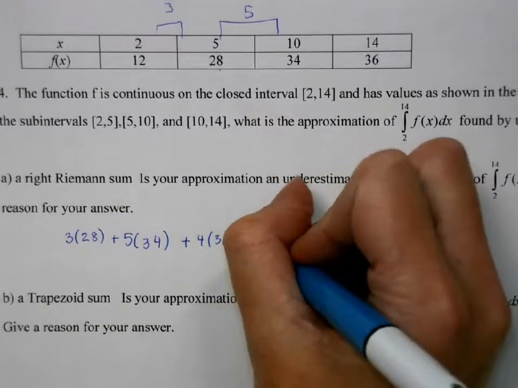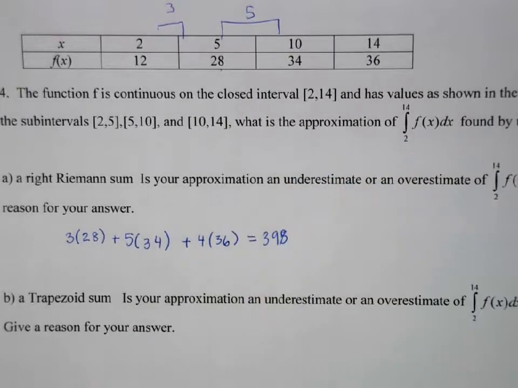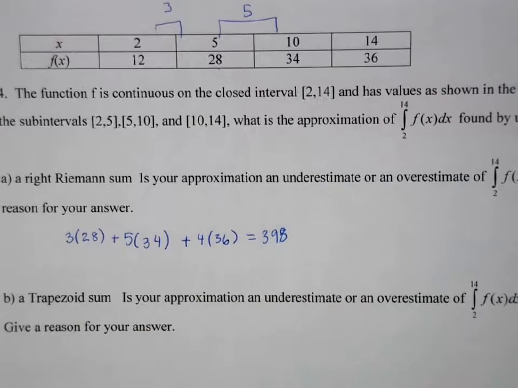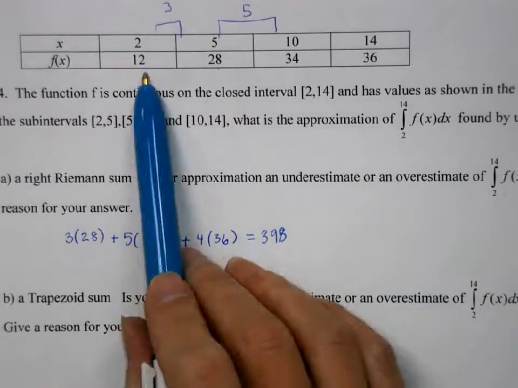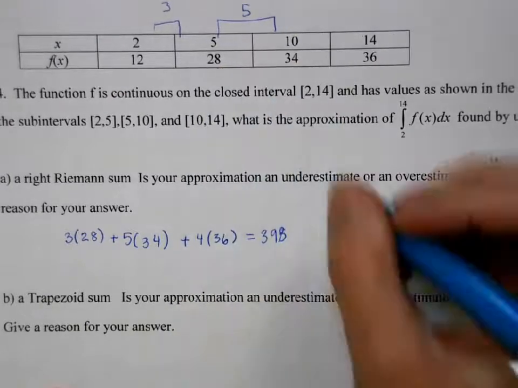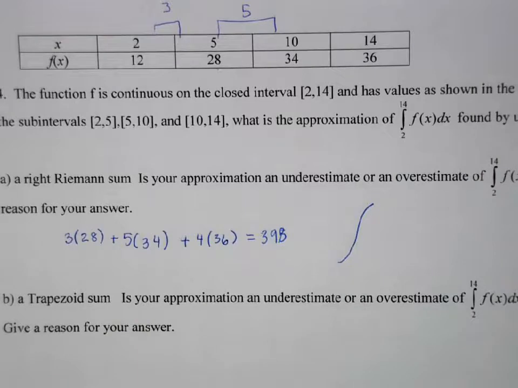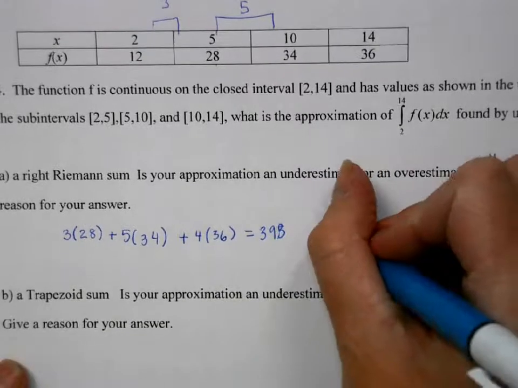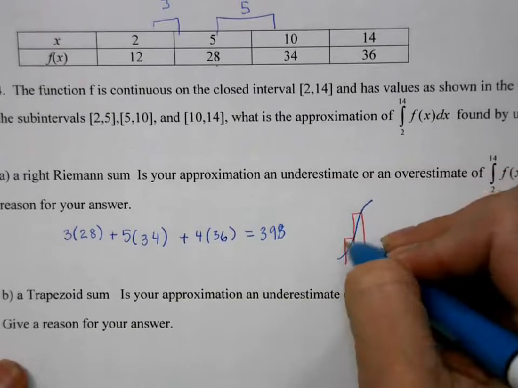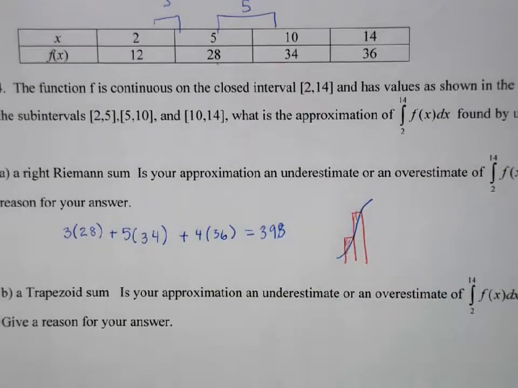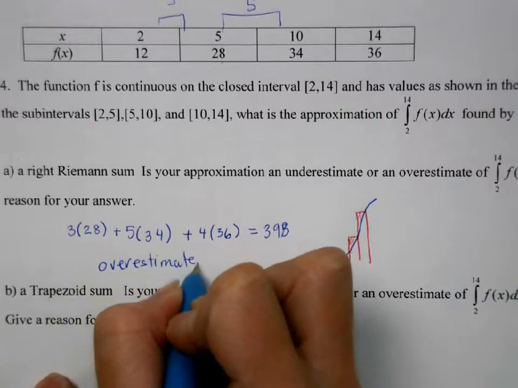So if you plug it into your calculator, you're going to get 398, but you can just leave it as these. Is this an overestimate or an underestimate? Well, we're going 12 to 28, 34, 36, which means we have an increasing function. And if we do a right Riemann sum on an increasing function, we've got too much area. So this is going to be an overestimate because it is increasing.